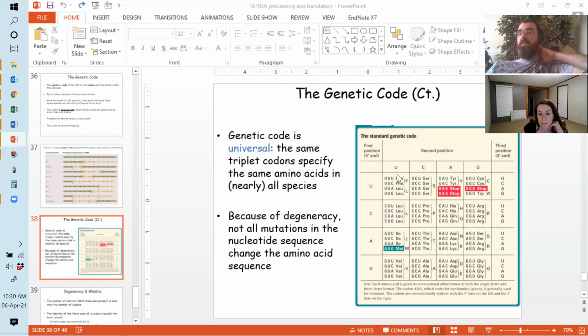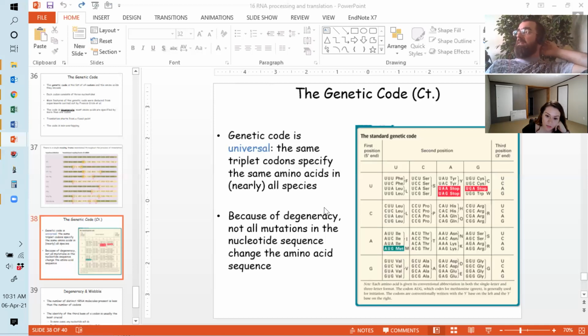Sometimes it will, right? So for example, if you go from a C to an A after UU, you'll go from phenylalanine to leucine, for example, right? So that will result in a change. But by and large, it provides a buffer.